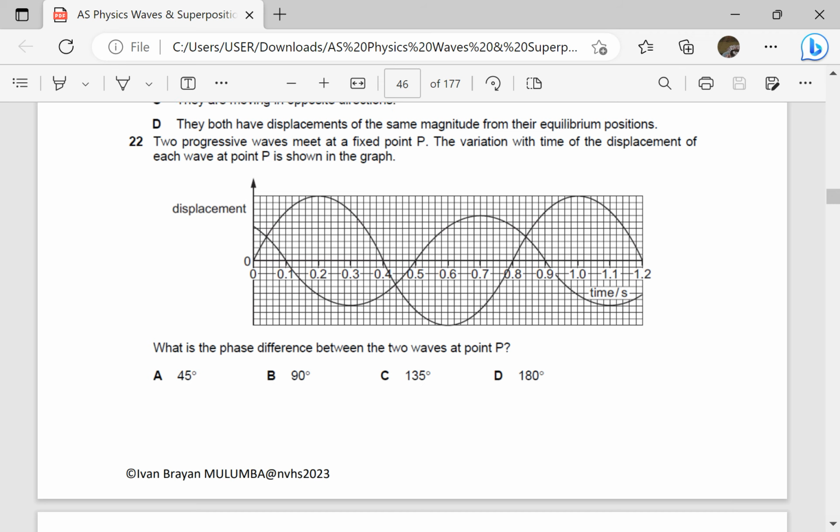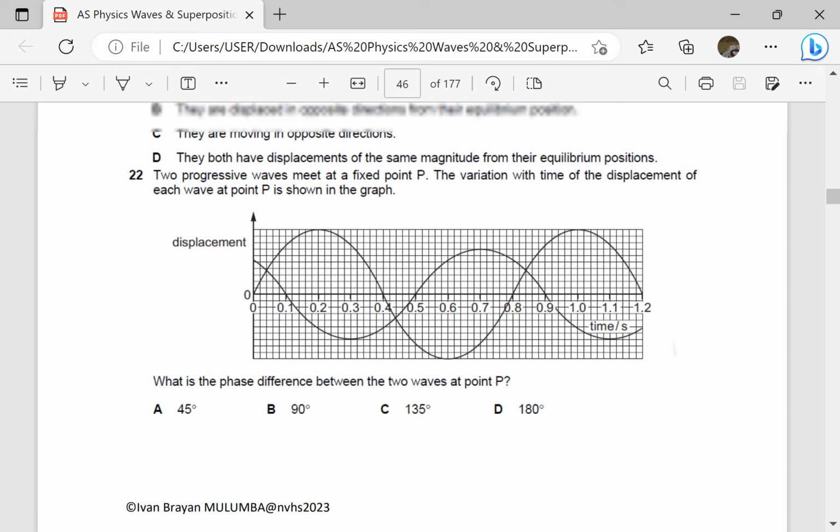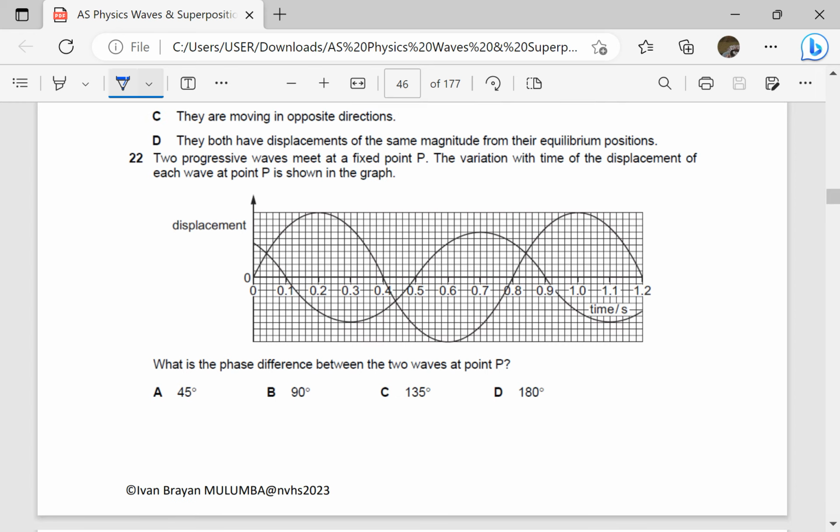I think we stopped on page 46. Maybe we stopped on this question where two progressive waves meet at a point P. The variation with the time t of the displacement of each wave at point P is shown here. When you look at the graph, you notice that, because it's displacement against time, the period is actually 0.8. So we just need to look for two corresponding points. When you look at this wave here and this wave here, these are two corresponding points, and the time out of step, or the time between those two corresponding points, is actually 0.3.